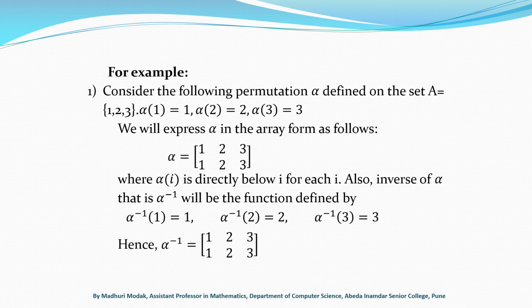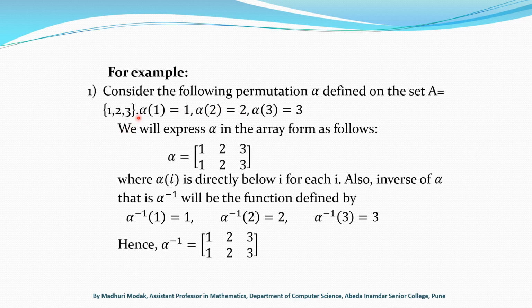Now see some permutations. Consider the following permutation alpha defined on the set A = {1, 2, 3}. Actually, on the set A = {1, 2, 3}, we can define 6 permutations. That permutation is nothing but a function from {1, 2, 3} to {1, 2, 3}, which is 1-1 and onto. So there are a total of 6 permutations that we can define. Here the permutation alpha is defined as alpha(1) = 1, alpha(2) = 2, alpha(3) = 3. It means 1 is mapping to 1, 2 is mapping to 2 and 3 is mapping to 3.